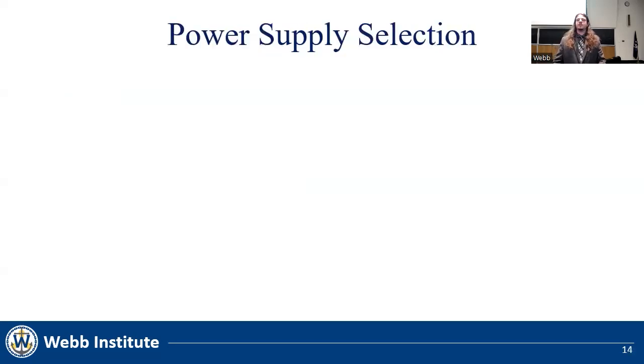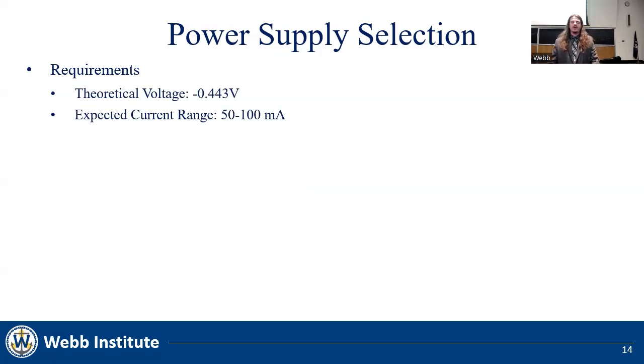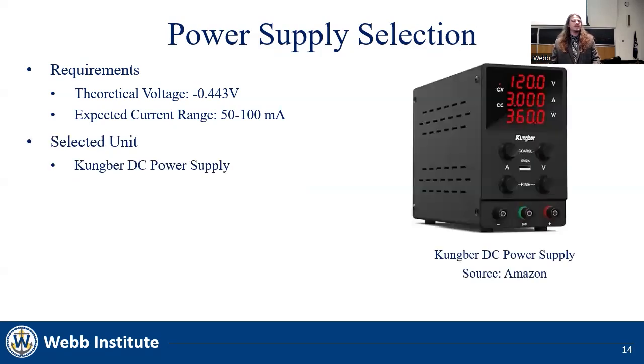For my DC power supply selection, the theoretical voltage requirement was only 0.443 volts, as previously stated. However, the expected current range was between 50 and 100 milliamps. Therefore, I selected a Kung-Bear DC power supply with a 120 volt and 3 amp capacity. The voltage capacity was oversized so that the expected current range could be induced, accounting for the total resistance of the system.